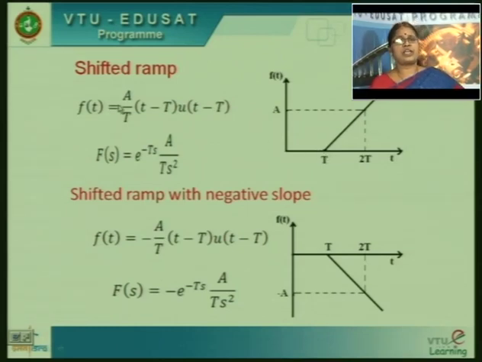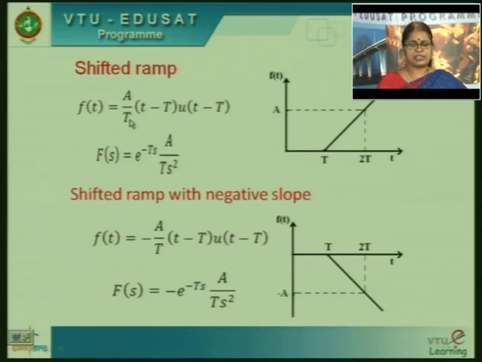We know how to write the equation for a shifted ramp function. So, the equation of this function f of t is A by T into t minus T into u of t minus T. So, this is the equation of a shifted ramp function having a slope A by T.